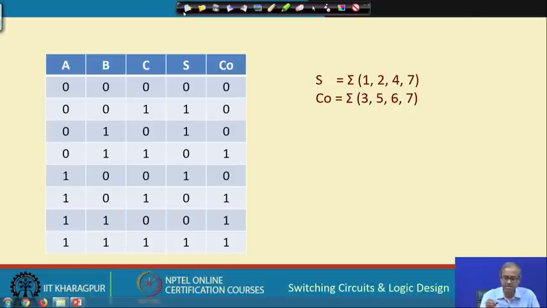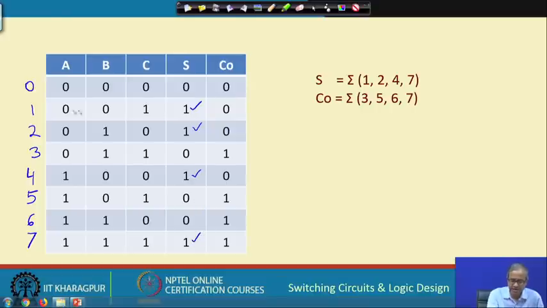What we do is, for every row of the input, I write down the decimal equivalent of the input. 000 is 0, 001 is 1, 010 is 2, 011 is 3, 100 is 4, 101 is 5, 110 is 6, 111 is 7. For this sum, you list out which rows are 1. It is 1, 2, 4 and 7.